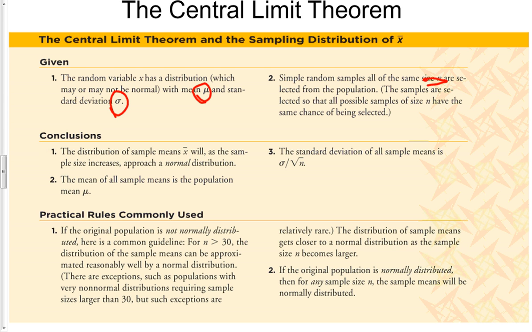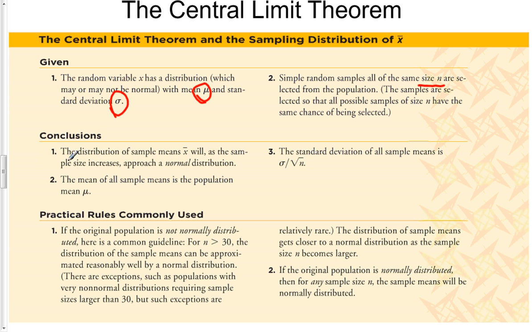And the second criterion is simple random samples, all of size n. So we have samples of size n being taken. Just like with our sampling distribution, we have a bunch of samples, all of size n, selected from the population. These samples are selected so that all possible samples of size n have the same chance of being selected.